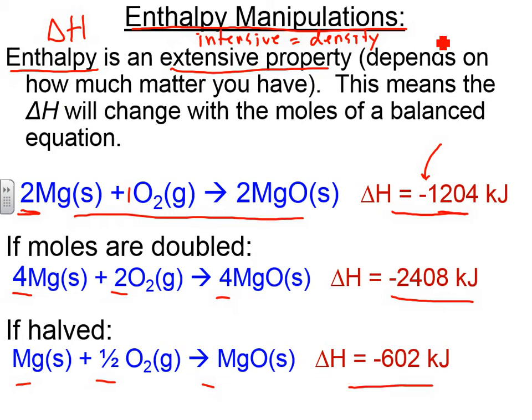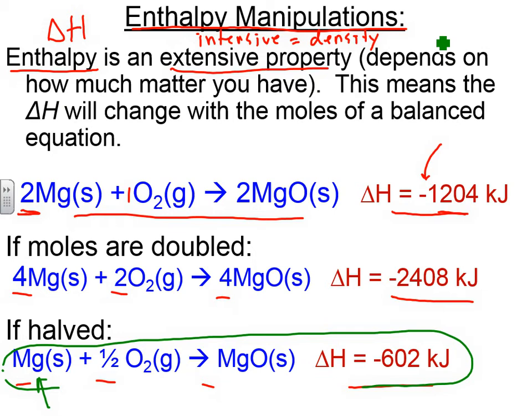Now, usually this is the form that you'll see the equation in, because it's usually based on 1 mole of the substance that you're burning. So usually you'll actually see it like so. Notice anything you do to the coefficients, you then do to the delta H, because delta H depends on how much stuff you have.